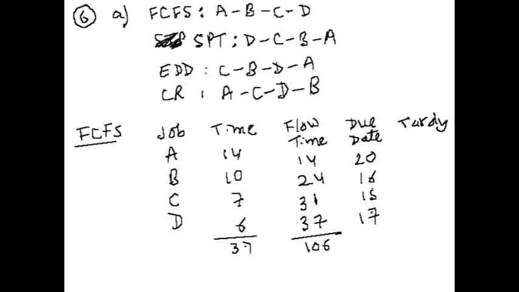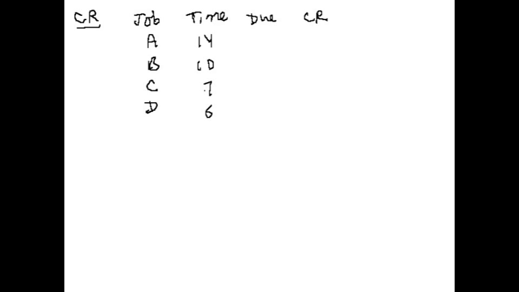So tardiness is going to be 0 because flow time is 14. Tardiness is 0. Here you have a difference of 8 between 24 and 16. Then the difference is 16 and then 20. So the total is 44. This way you can do the calculation for SPT and EDD. I will also show you some calculation for the critical ratio. So we have A, B, C, and D. You can also refer to the solved problem in the book while doing this.